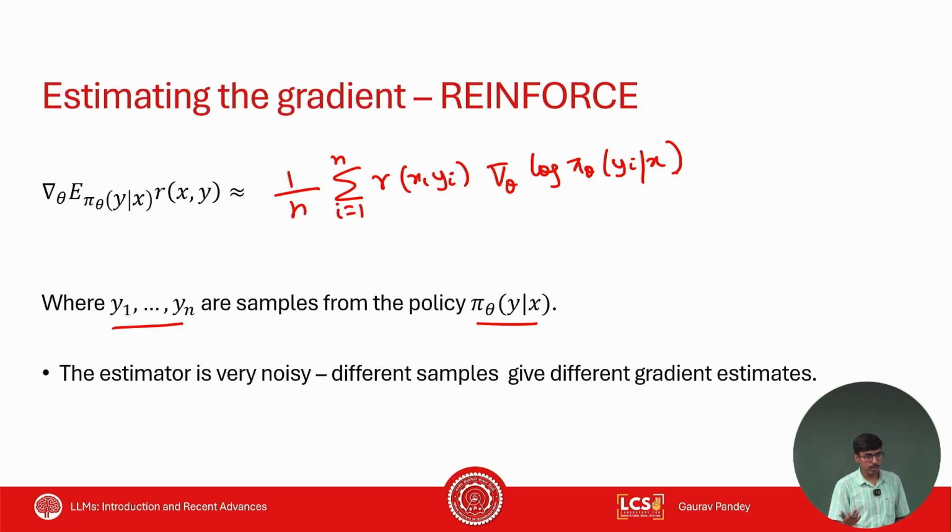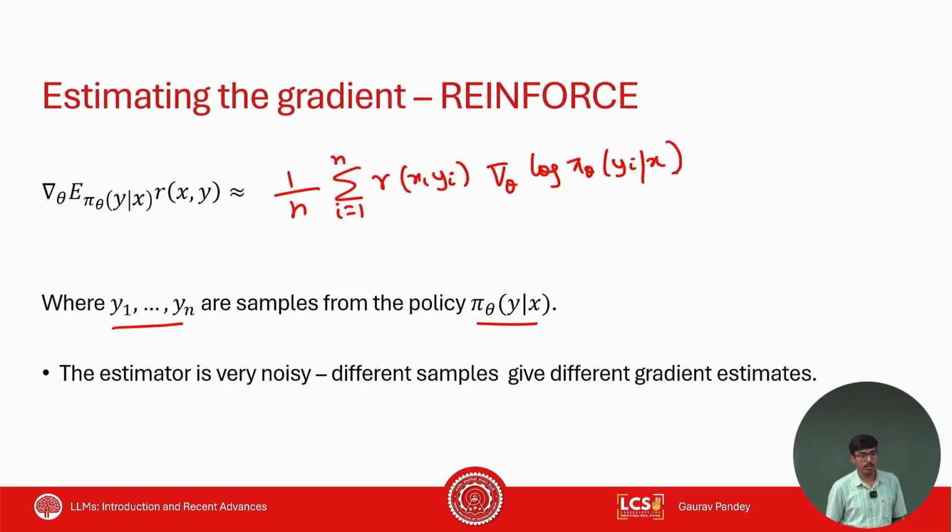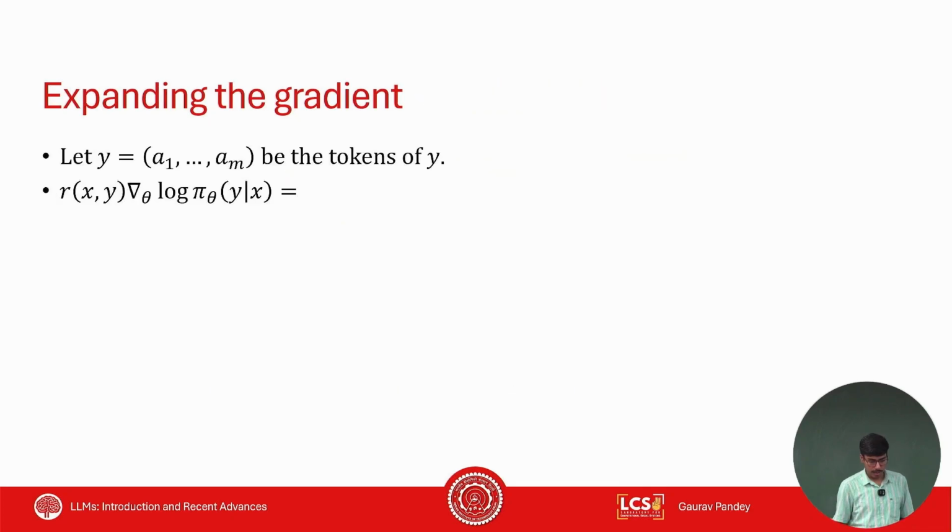So we'll see how to deal with the noisiness of this gradient estimate. But for now, let's expand the gradient in terms of tokens. So why are we doing expansion? This is just to show how it will look when you are implementing it in code.